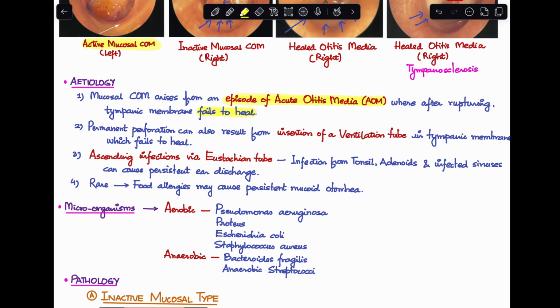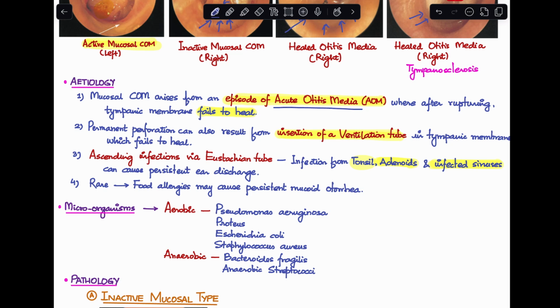Secondly, permanent perforation can also result from cases where there is an insertion of a ventilation tube in the tympanic membrane and after removal it fails to heal. That's when it leads to chronic otitis media. Other than that, ascending infections via the eustachian tube can also lead to infection of the middle ear and can cause a persistent ear discharge. These can be infections from the tonsils, adenoids, infected nose, and paranasal sinuses. And very, very rarely, food allergies may also cause a persistent mucoid otorrhea. However, the most important cause is usually an episode of acute otitis media which has failed to heal.